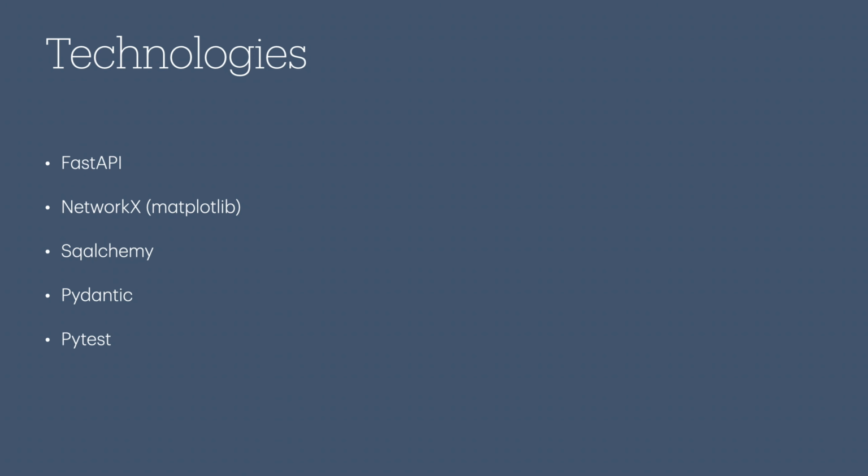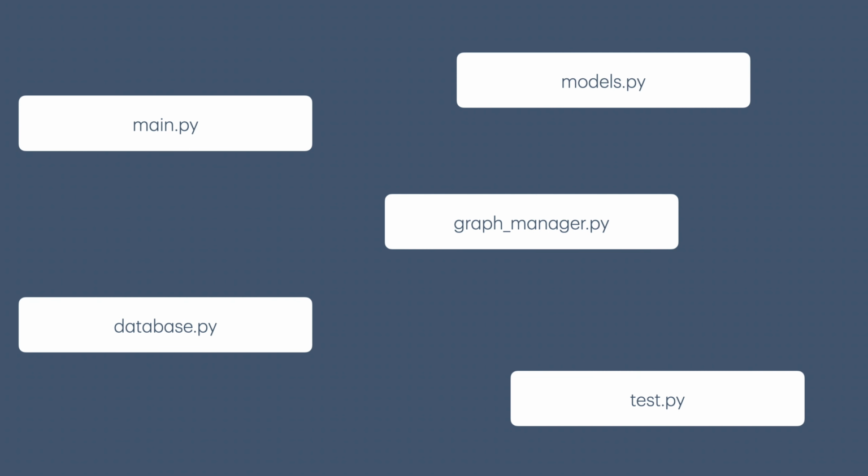So here is the stack of technologies that I used: FastAPI, NetworkX and Matplotlib for graphs and visualizing the graph, SQLAlchemy for the database and connection with Python, Pydantic for data validation, and PyTest for testing the app. And FastAPI for all of this.